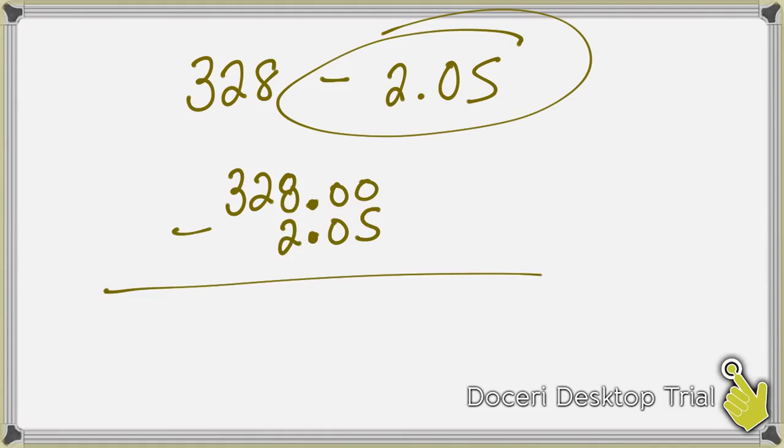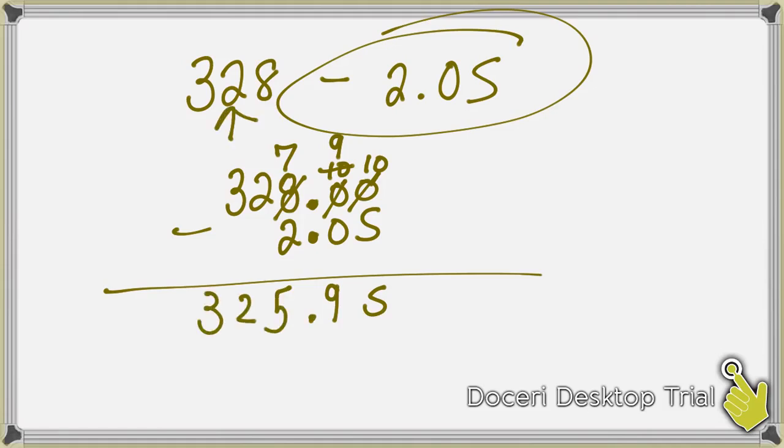And I'd have to borrow, which we'll do really quick. I can't borrow from here, so I borrow from here, and I make that a 7. This turns into a 10, which then turns into a 9. Hopefully you remember how to subtract and borrow and everything. 10 minus 5, 9. 7 minus 2 is going to be 5. And then which one's bigger? Well, 328 is bigger than 2.05 and it's positive. So your answer would be positive 325.95.